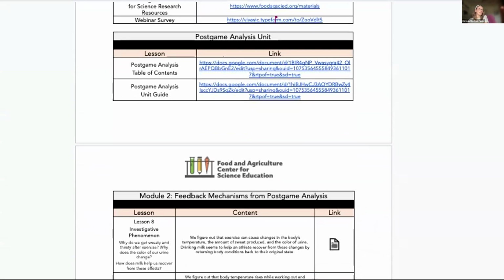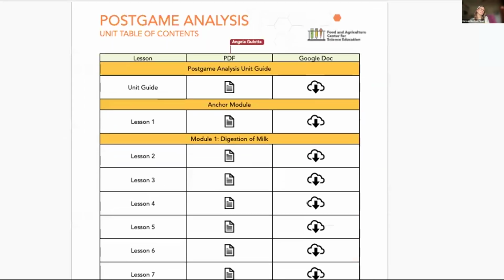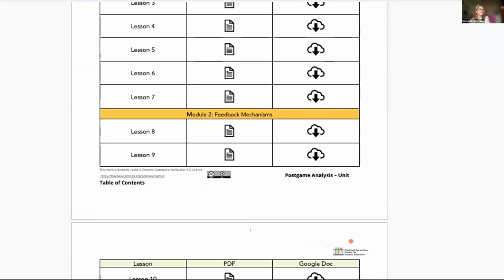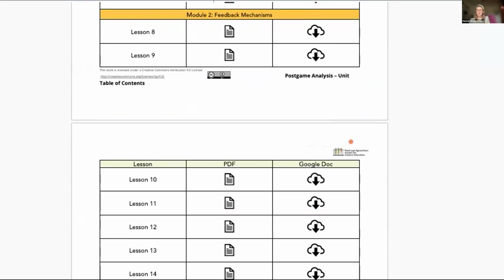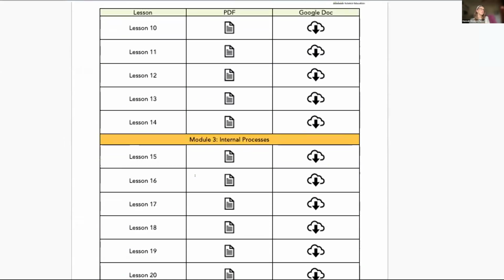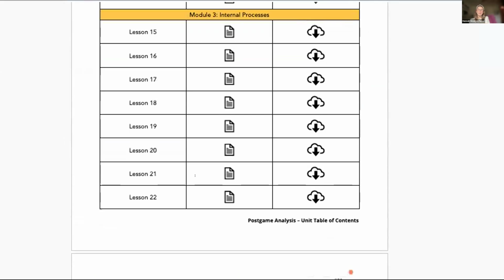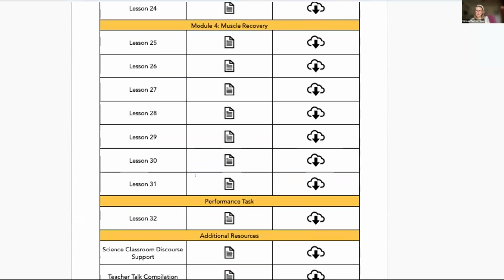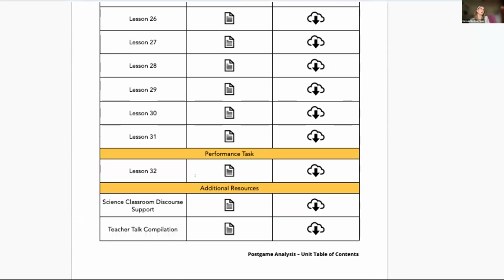For those of you who maybe want to look at a different module one more time, in the takeaway document, if you look at the post-game analysis table of contents here and click on it, all of the lessons are here. So if you have a space where maybe digestion of milk might fit in better, those lessons are here. We have module 2, which is what we talked about with the feedback mechanisms. Module 3 is the internal processes of recovery. And then module 4 is how do our muscles recover? So our muscles get sore, how do they recover? And then the performance task is here at the end.